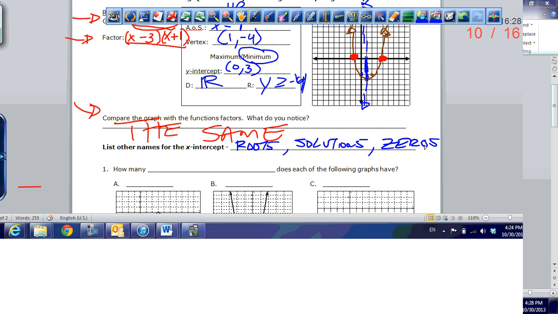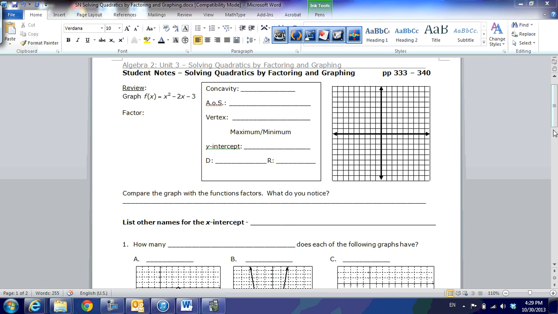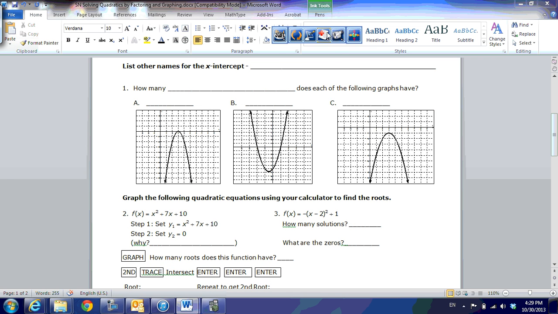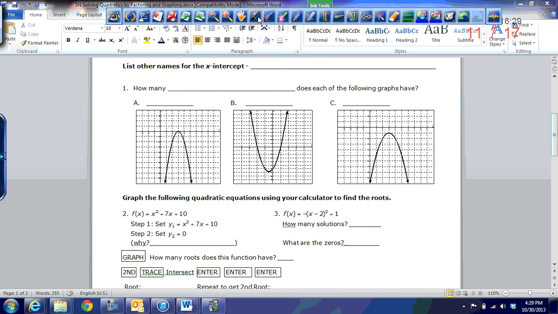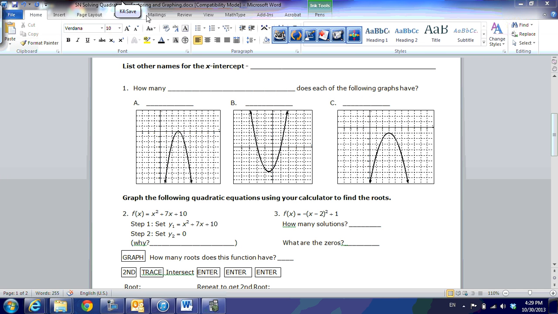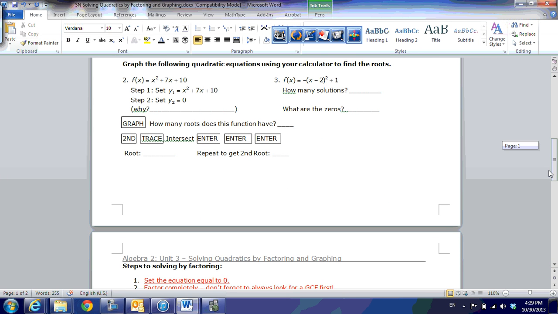We did. All right, so number 1 wants to know how any of those words can apply. So you can either put x-intercept in the blank, you can put roots in the blank, solutions or zeros. I want to put zeros because I want to. So it wants to know for A, B, and C how many times the graph crosses the x-axis. So this is 1. Yep, B is 2, and then C is 0. Not too difficult there. The next part is all calculators.